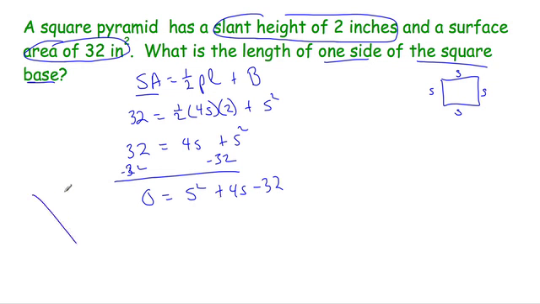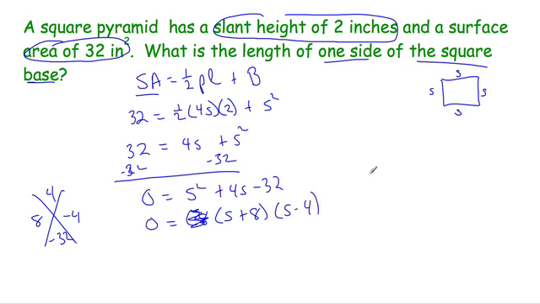Got to factor. Two numbers that multiply to 32 and add to 4 are 8 and -4. So, s plus 8 and s minus 4 equals 0. Set them each equal to 0. So s would equal -8, or add 4, s would equal 4.